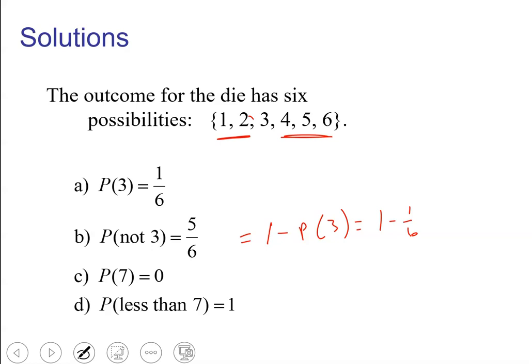Now, 7. Probability of rolling a 7. There is no 7, so that's why it's 0. Again, this is the exact same idea here. If it's less than 7, all of them occur, so that's why it's 1. Okay? So this kind of shows the negation of what you're looking for. They always have to add up to 1. So 1/6 and 5/6 added up to 1. That's one of our properties there.